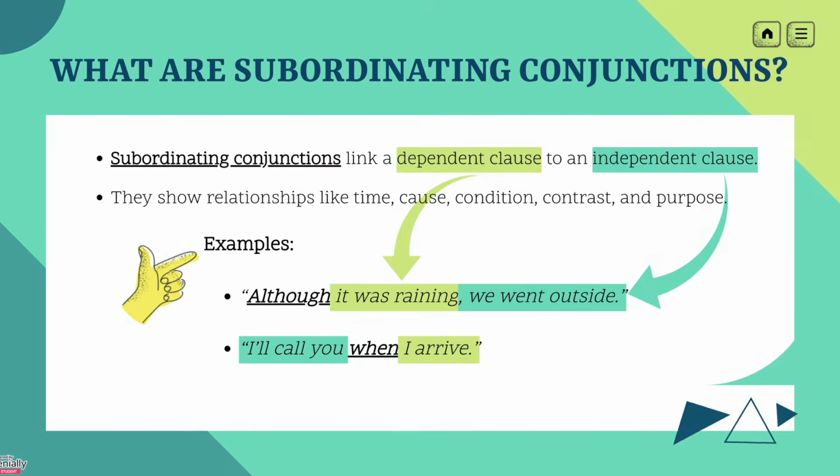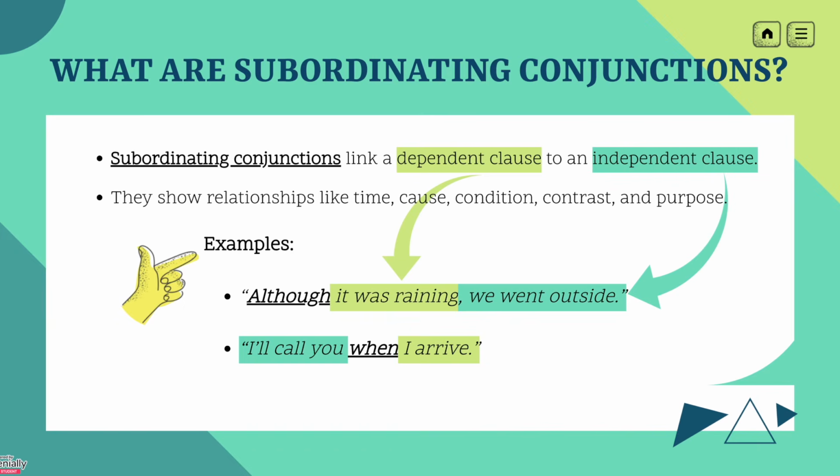So one important question: what are subordinating conjunctions? Subordinating conjunctions are words that connect two ideas, but not just any ideas. They link a dependent clause to an independent one. That means one idea cannot stand alone. It needs the other to make sense. They show relationships like time, cause, condition, contrast, and purpose.